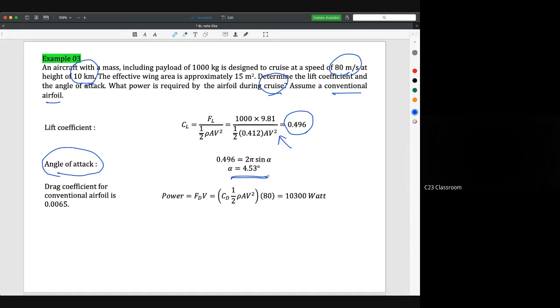Then the drag coefficient for the conventional airfoil is 0.0065. This is the common assumption if we talk about a conventional airfoil. Then we can calculate the power. The equation for the power is the drag force FD times velocity. We calculate the drag force by using CD, the coefficient of drag, times 1 over 2 rho A V squared, and then multiply by the velocity, stated in the question as 80 meters per second. So we get around 10,300 watt.